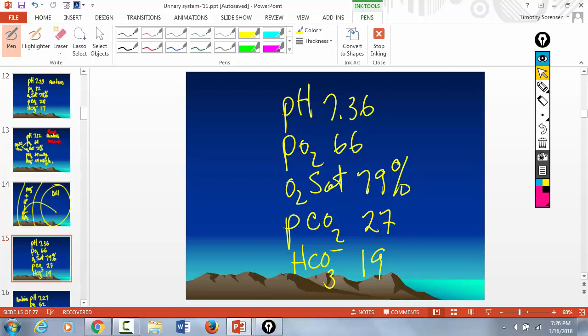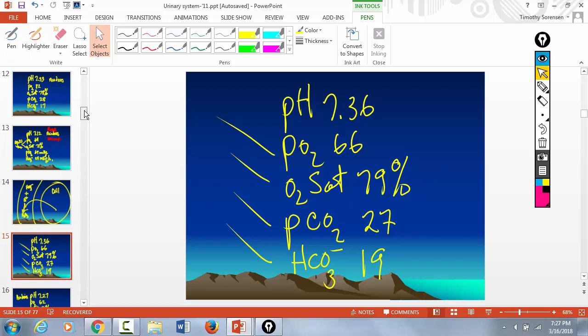Fully compensated metabolic acidosis. This is a fully compensated metabolic acidosis. Why is it an acidosis? Because I told you, look for the acidosis. So even though the pH is normal, you look at the PO2 and the O2 sat. The PCO2 is low and the bicarbonate is low. So if you look at that, the bicarbonate is low.